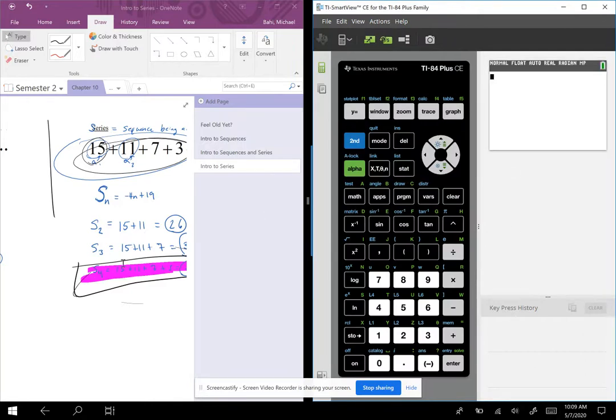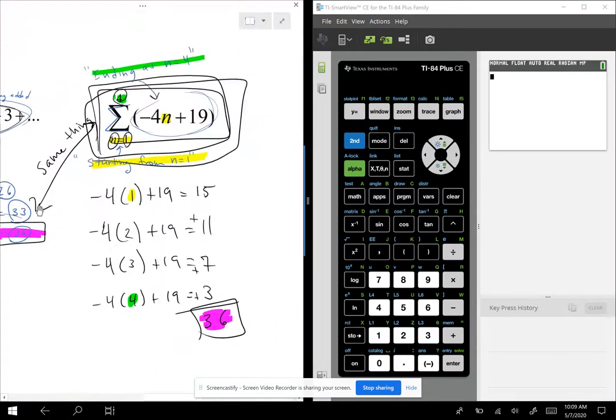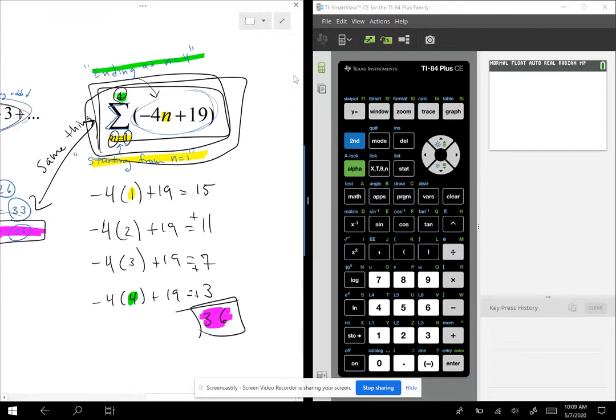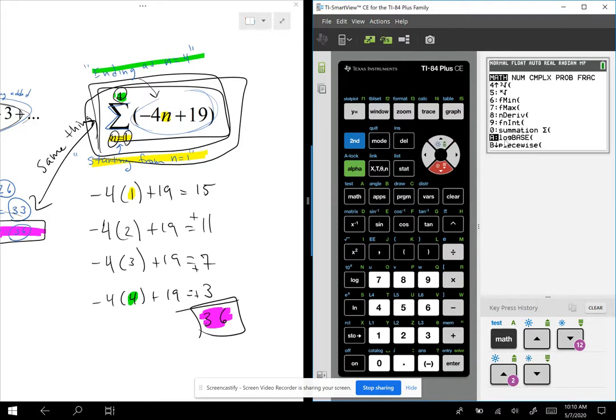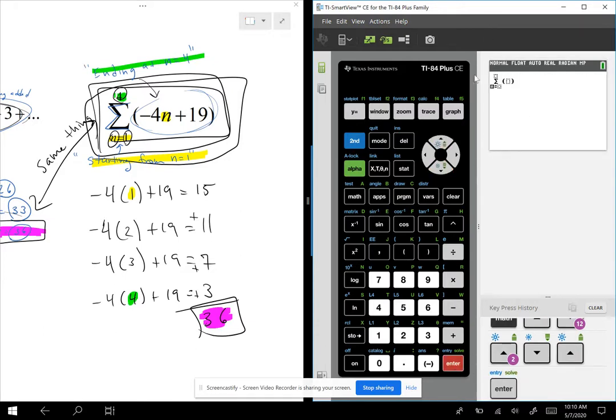Cool. So I'm going to put this. It's going to take me 1 minute. Remember our math button. Okay. If you go up or down, you just have to go down a lot. You get to summation, which is, for those of you who've had the 84 all year long, remember the log base. It's right above the log base. Press enter, and look at that.